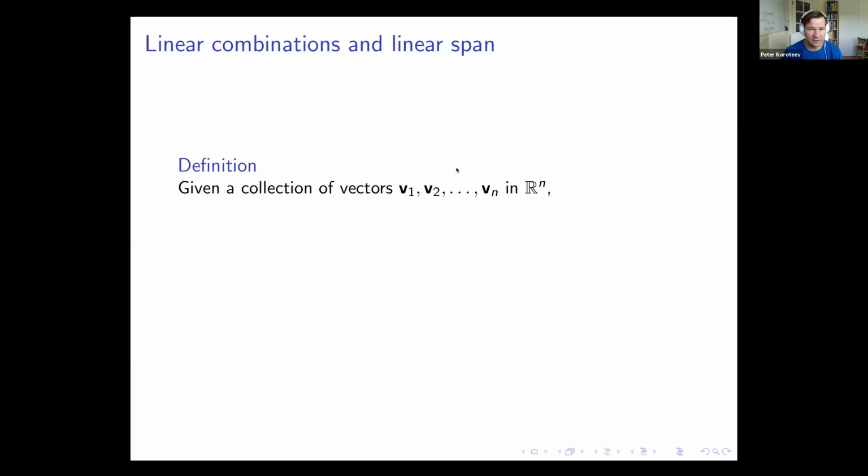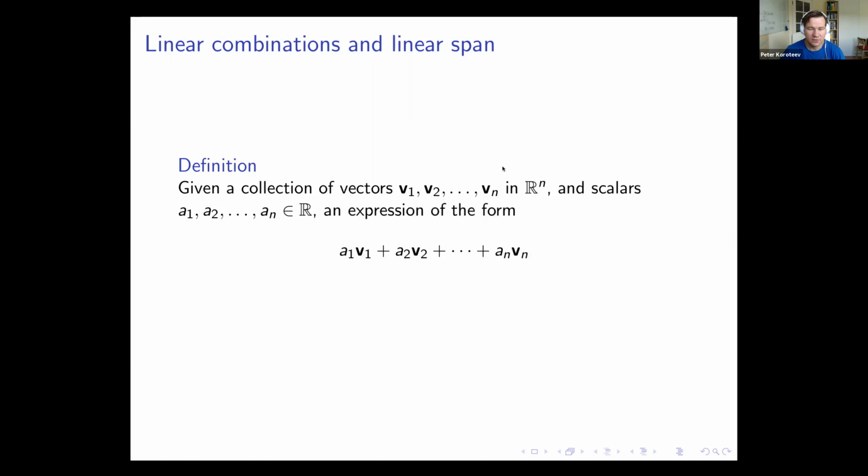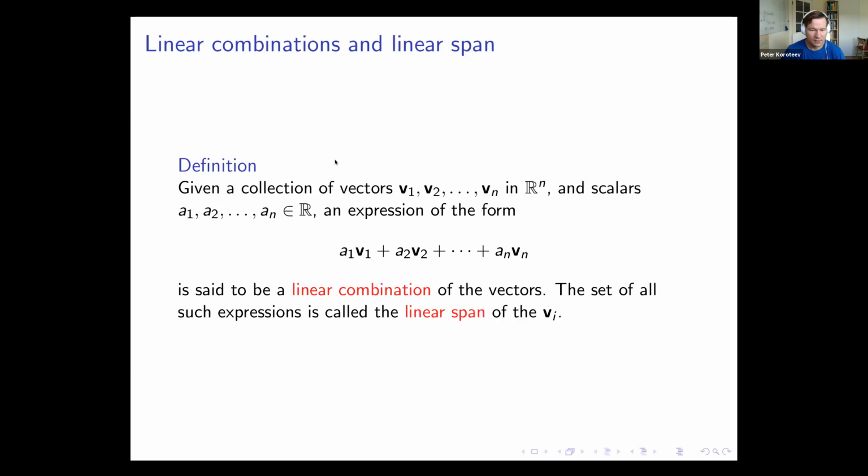Next topic is linear combinations and linear span. Definition: given a collection of vectors v1 through vn in Rn, and scalars a1 through an in R, an expression of this form, a1v1 plus a2v2 plus and so on an vn is said to be a linear combination of these vectors with coefficients a1 through an. And the set of all such linear combinations is called the linear span of vectors vi, or of all vectors v1 through vn.